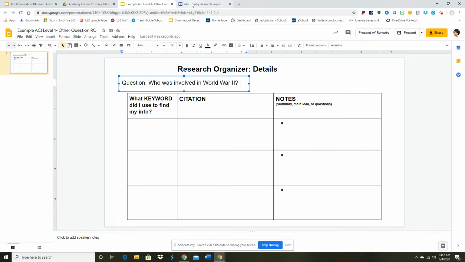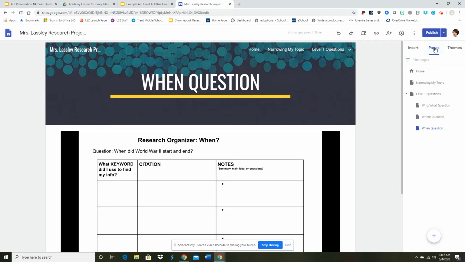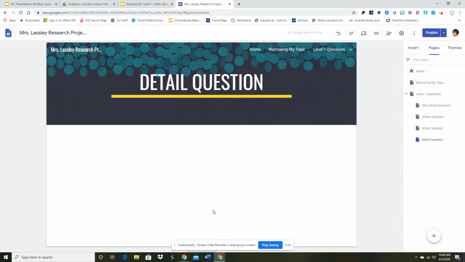So now we're going to move over to our Google site and add our topic, and we're going to do the exact same steps we did before. We're going to go over to pages. We're going to hover on our level 1 questions. I'm going to click the hamburger button. I'm going to add a subpage, and I'm going to put detail question. Okay, and then I'm going to hit done, and then my detail question page is going to pop up.